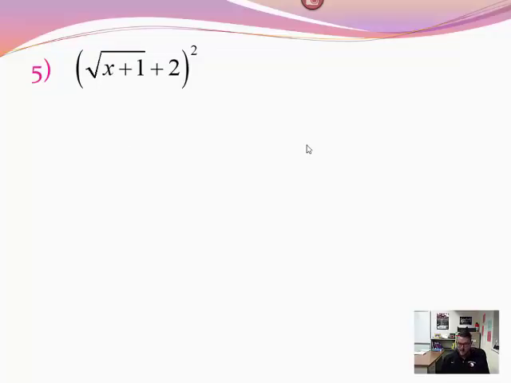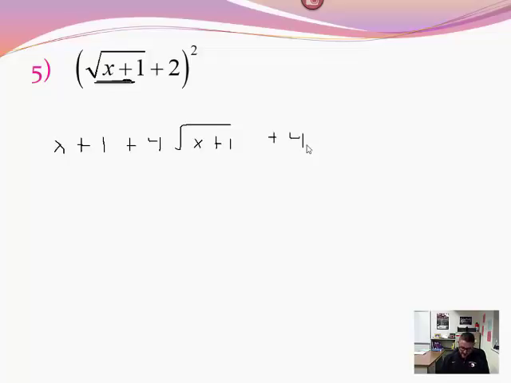Next example. Again, this is a binomial where it's the square root of x plus 1 plus 2 times the square root of x plus 1 plus 2. Let's try it without writing the binomial twice. So this right here we're going to square, so that becomes x plus 1 without the radical. And then 2 of them plus another 2 of them would be plus 4 square root of x plus 1. And then 2 squared is plus 4.